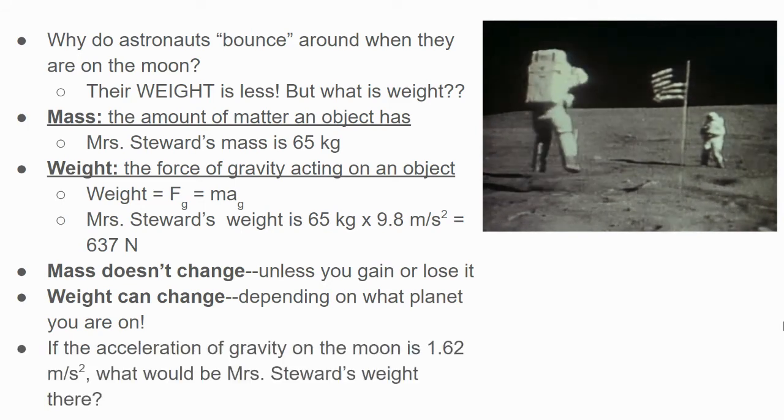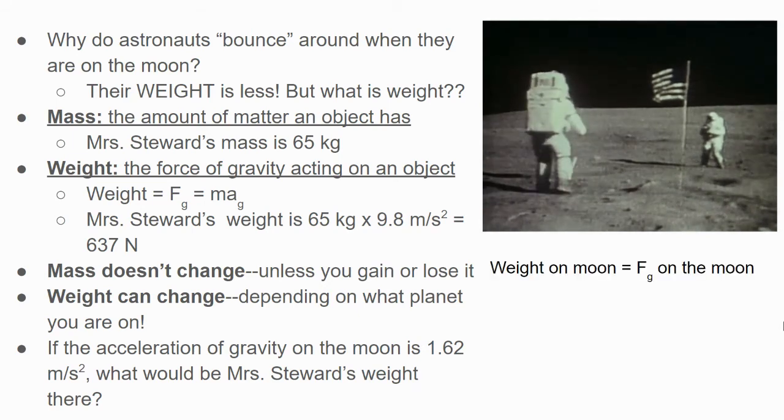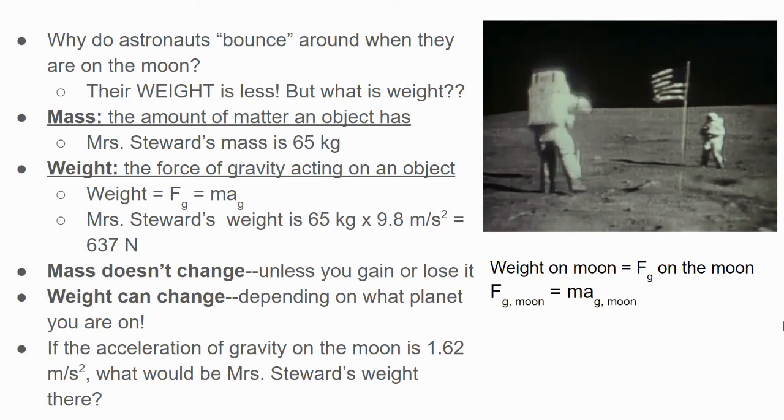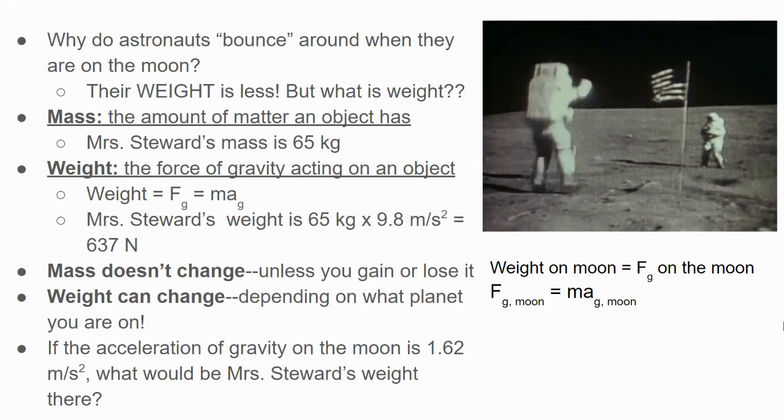So if the acceleration of gravity on the moon is about 1.62 meters per second squared, what would be my weight there? Well, again, I know that weight is equal to the force of gravity. So the weight on the moon is the force of gravity on the moon. Now I know force of gravity is equal to mass times acceleration of gravity. And again, we're talking about the moon, so this is the acceleration of gravity on the moon.